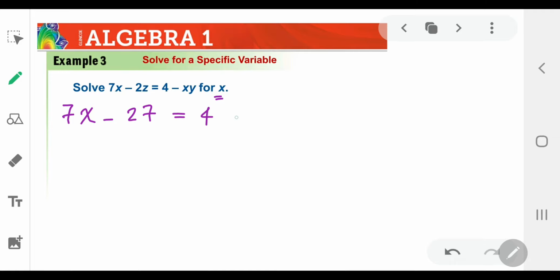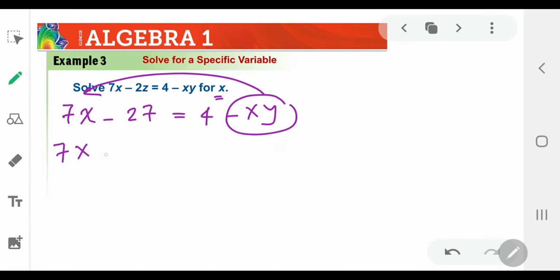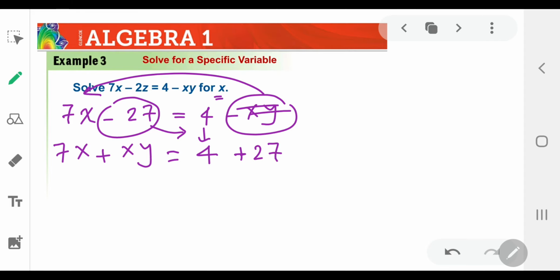Having this negative xy, negative xy would be dragged to the left-hand side with the 7x. And of course, don't forget to change its sign. And after taking the negative xy, I still have the 4 as it is. And now I will bring the negative 2z to it with the opposite sign. Again, let's recall what is done here. I'm repeating this step for you.